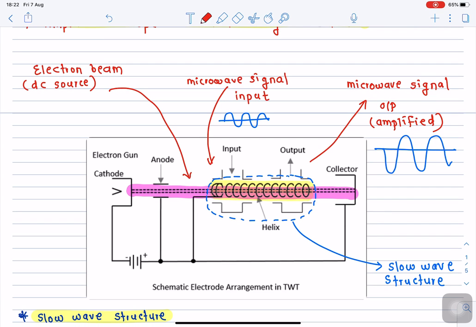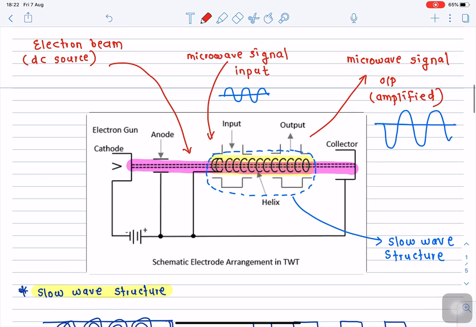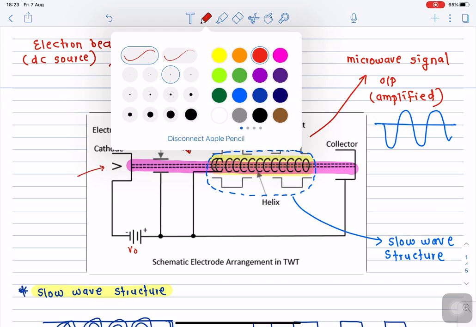Now here we observe the entire operation. The cathode we find on the left hand side over here. This cathode is applied with a DC electric field, V0, right? So when the cathode gets heated sufficiently, it will start emitting electrons. These electrons will start traveling towards the anode. The anode is used to focus the beam of electrons, and the beam of electrons over here is allowed to pass over the slow wave structure.